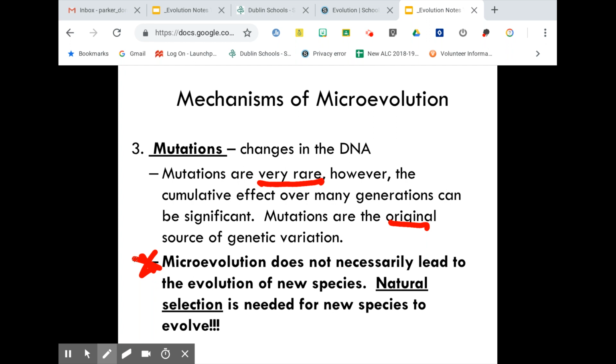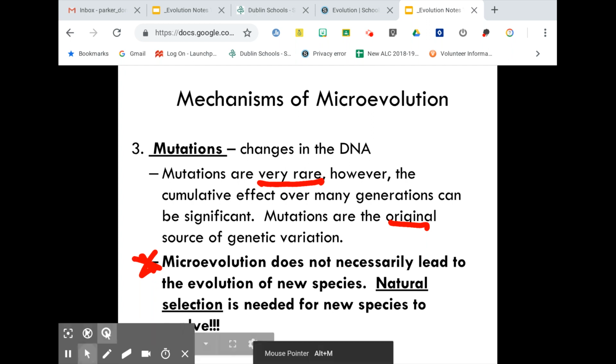Natural selection is the mechanism for a new species to evolve. So that's the key thing to remember in this process, is that microevolution won't always give you a new species. It may make the population that you have more fit for the environment, but it doesn't necessarily mean that you get a new species out of this.